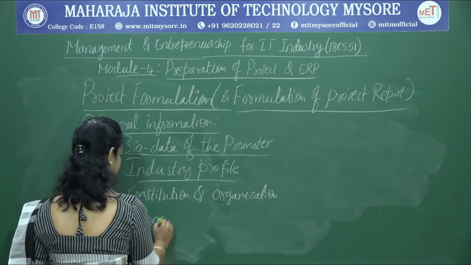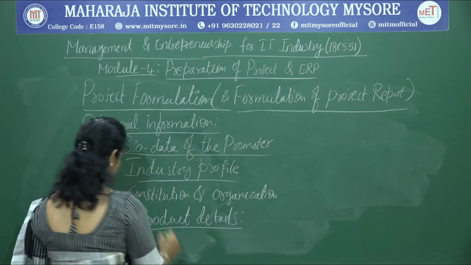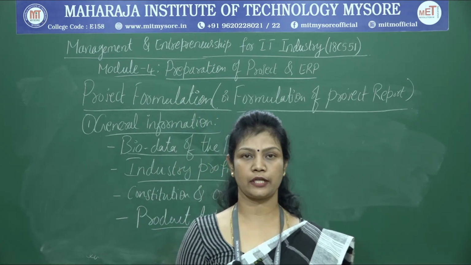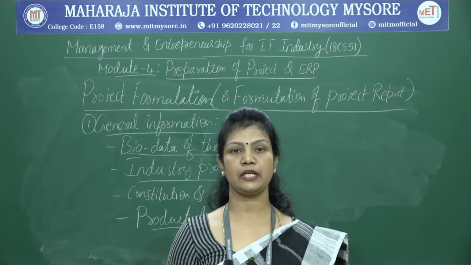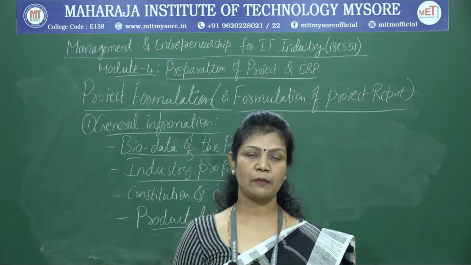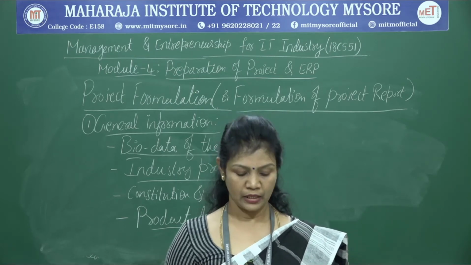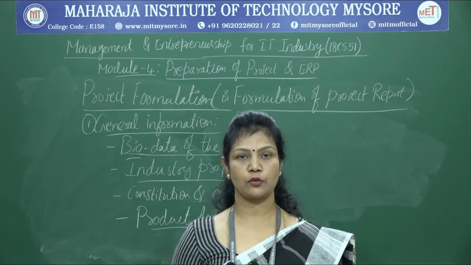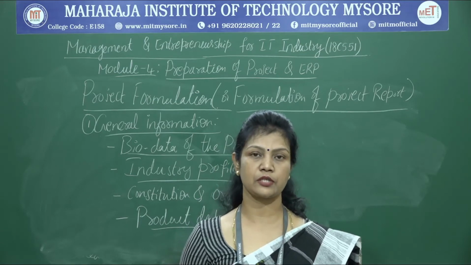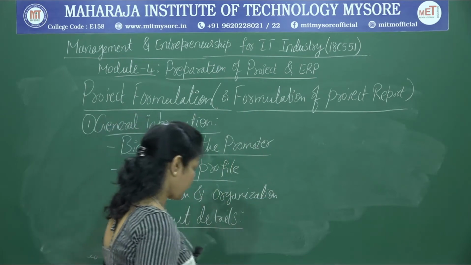Then product details. Under this product details, they have to specify the utilities of the product, that is the usefulness of the product the company is going to produce, along with the range of different products which is going to be developed by the organization and the different types of product design that we are using, right? And also the advantages that are going to be offered by the organization's product over its substitutes, if any, in the market, needs to be specified under the product details.